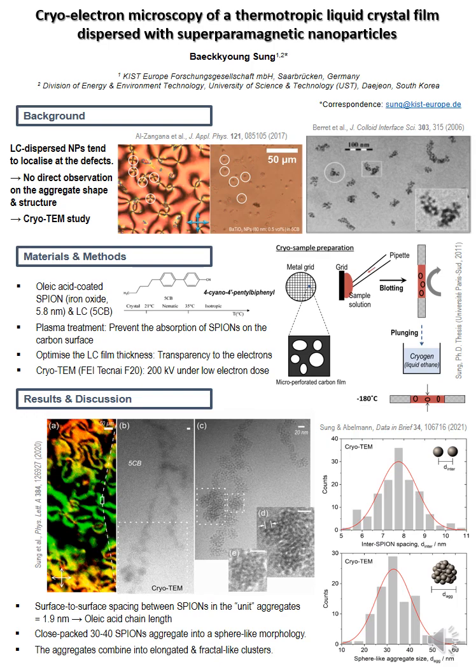As shown in the first figure in the background, it is well known that the nanoparticles tend to localize at the loci of topological defects in the host LC matrix. Nevertheless, there is no direct observation of the shape and structure of the localized and aggregated nanoparticles at the defect sites.